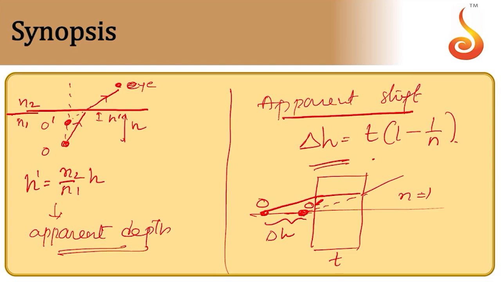Remember, the apparent shift is always along the direction of the incident ray, and h and h dash are always measured from the surface in such cases.